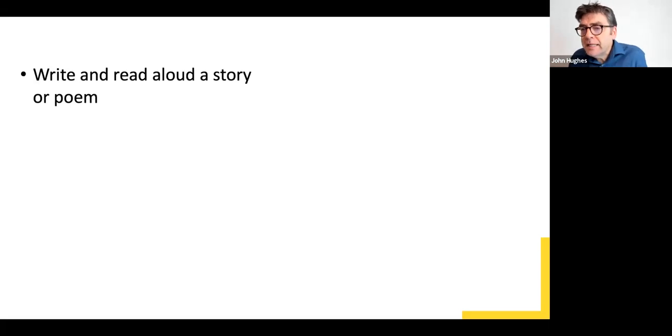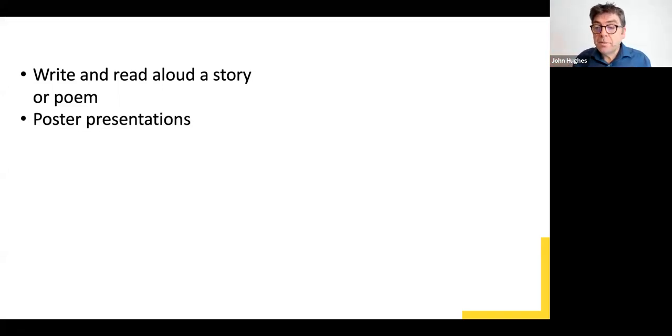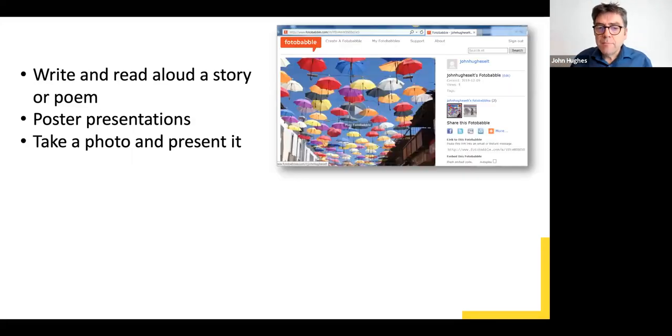Well, it might be that they've written a story or a poem and they want to read it aloud. Maybe they put it around the classroom, or they put it on the classroom blog so other people can read it. Maybe they do poster presentations, so they get large sheets of paper, they work in groups, they put their ideas on a big poster, and then they show it to the rest of the class. Maybe they take a photo and present it.